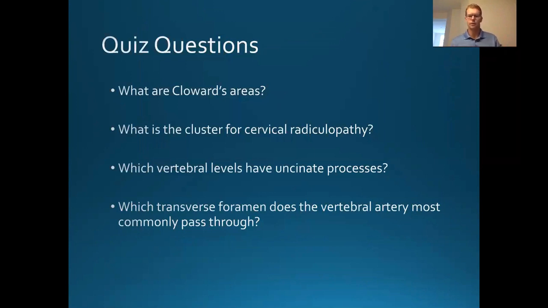So similar to the anatomy and biomechanics lecture, we have a few quiz questions here. I don't expect you to know all of these because this is the stuff that we're going to talk about today. So first one, what are the Cloward's areas?